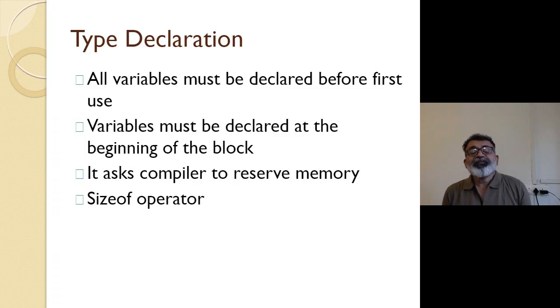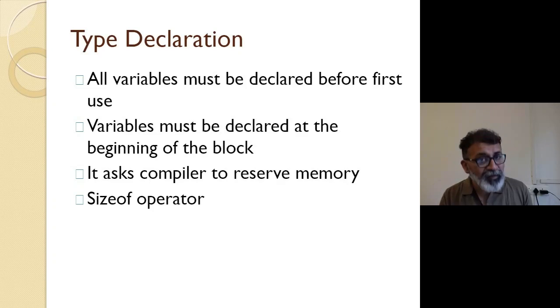It asks the compiler to reserve memory. So what is the intention of declaration of a variable? It is a request. Okay, it is a request. It's an intimation to the compiler: I'm going to use this variable, I may need this, right? And for that, allocate some memory and reserve space on the memory.